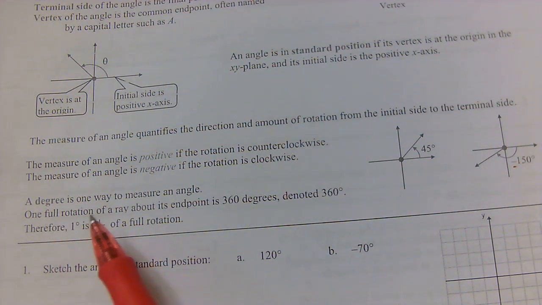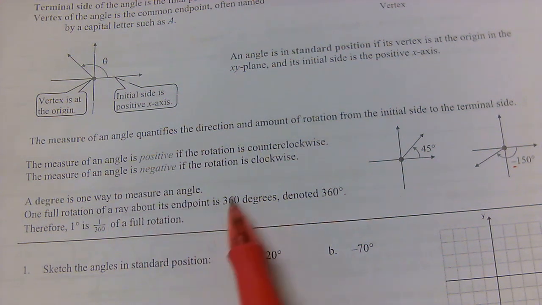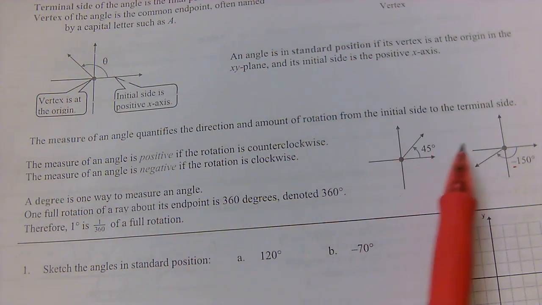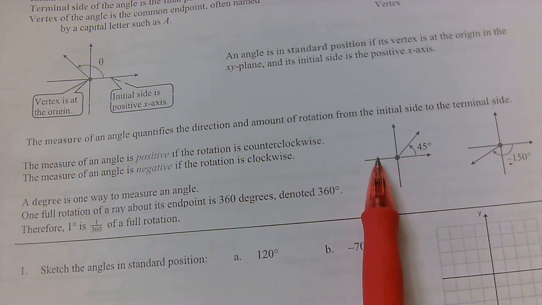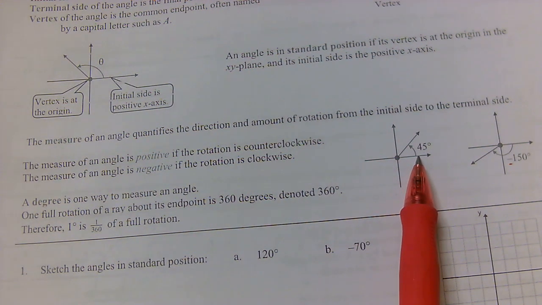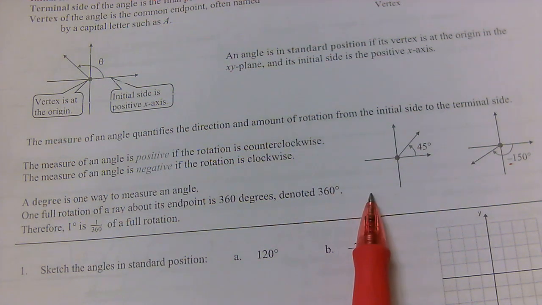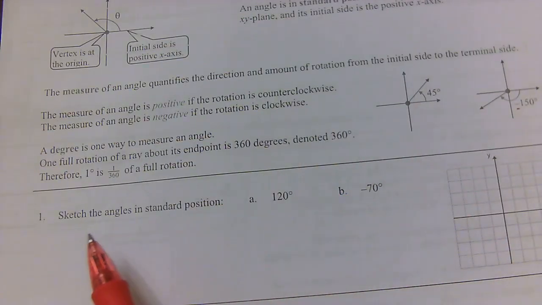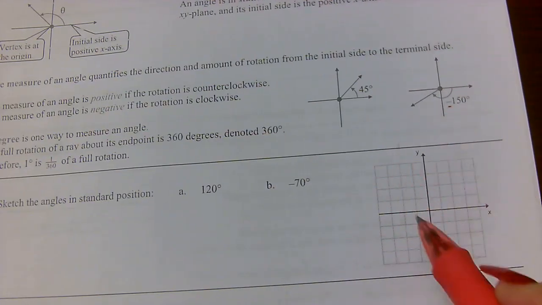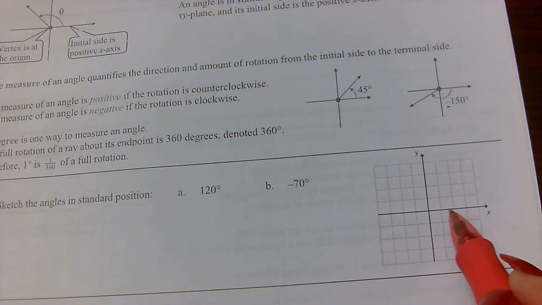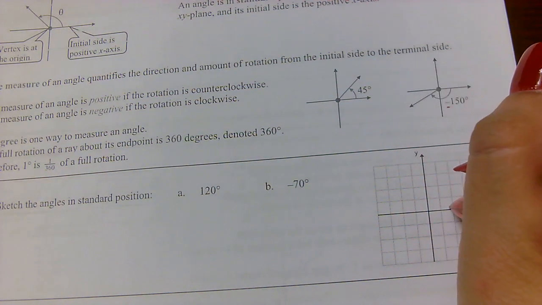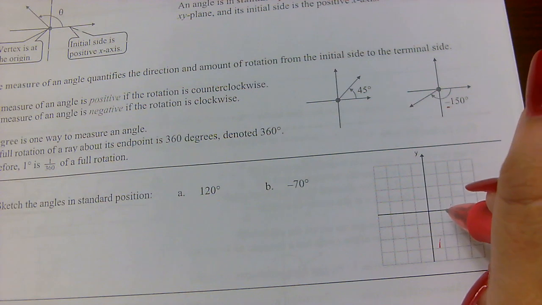Okay, one full rotation of the ray about the endpoint is 360 degrees. So if we start here and we go one entire rotation, then we're going to end up at 0 or 360 degrees. Okay, so it's a full rotation. All right, so now we're going to go ahead and sketch the angles in a standard position. The first one is A, which is going to be 120 degrees. So all I'm going to do on my little graph here is say, okay, here's my initial side, and I'm going to go 120 degrees going up.